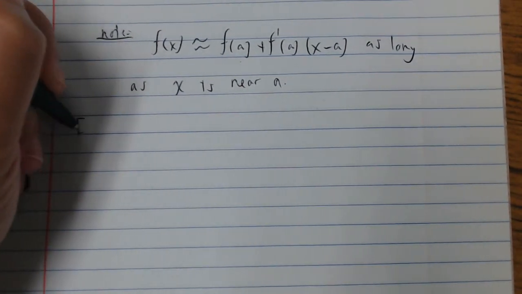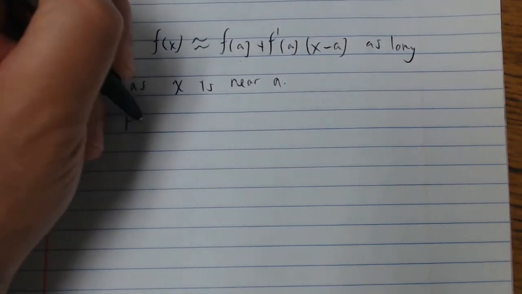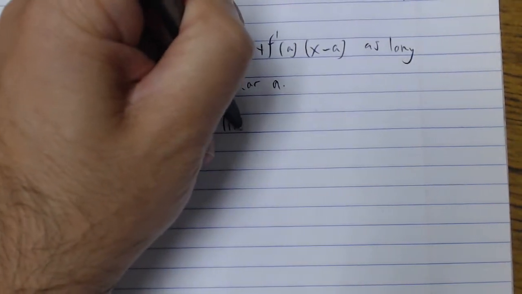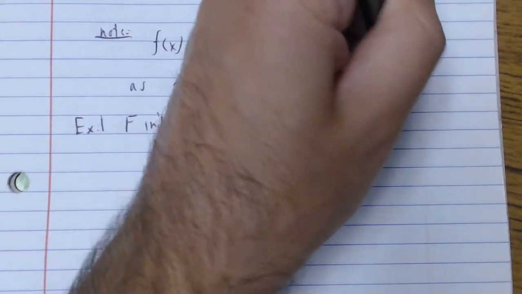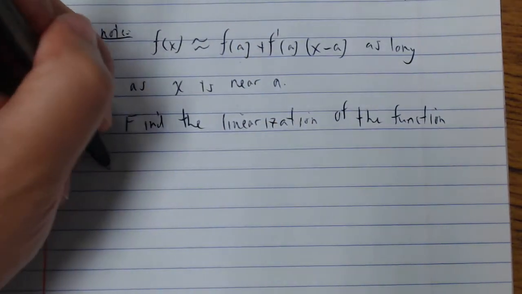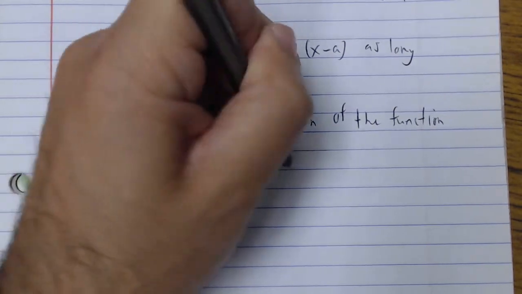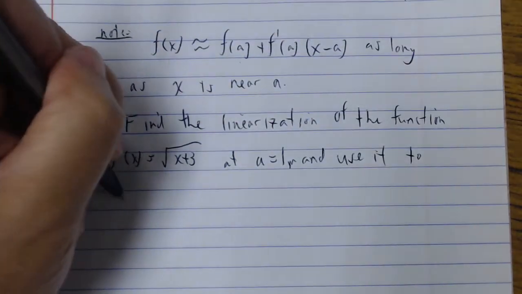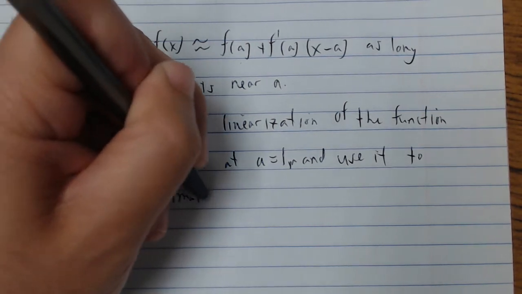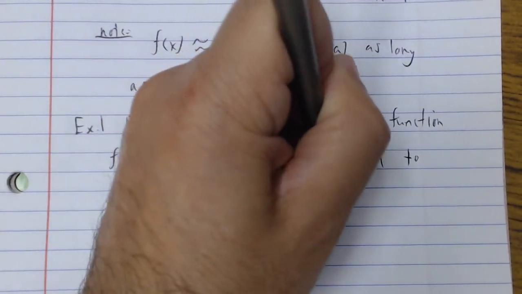So if you think about it, just to summarize this, all we're really doing is finding equations of tangent lines. That's all we're doing. And then we're plugging in our x values into the tangent line equation to approximate the y values. So what we could say is find the linearization of the function f of x equals square root of x plus 3 at a equals 1, and use it to approximate square root of 4.05 and square root of 3.98.